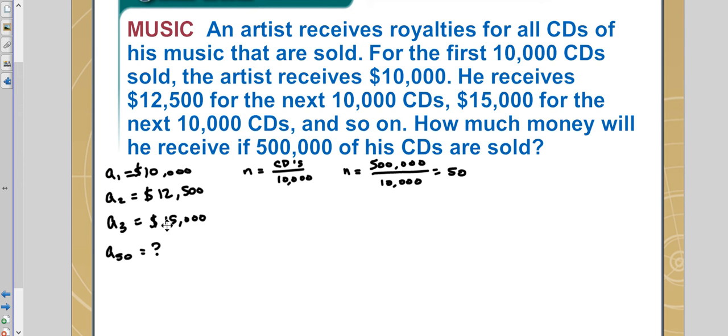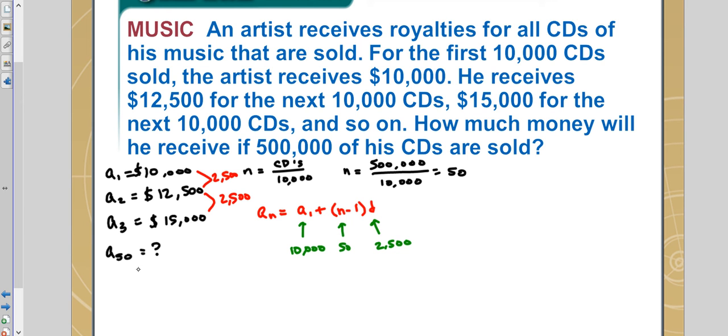So let's look at how we do this. First, if we use an explicit formula, we know that A sub n equals A sub 1 plus n minus 1 times the difference. So let's start with what our difference is. Here, we can see that the difference is 2,500. And here it's the same thing, 2,500. So what I know so far is A sub 1 is $10,000, n is 50, and our difference is 2,500. And so we could do this to find out what A sub 50 is.